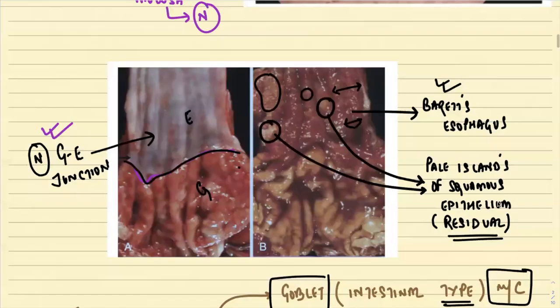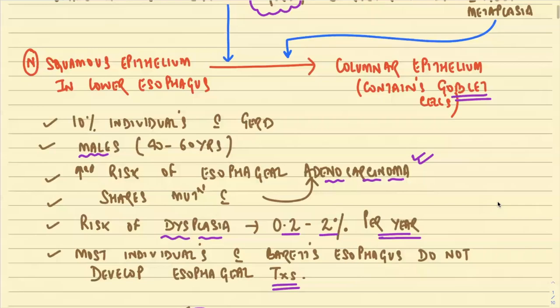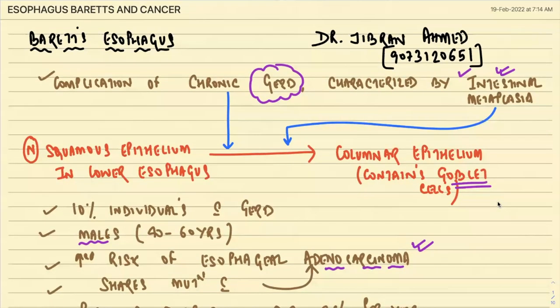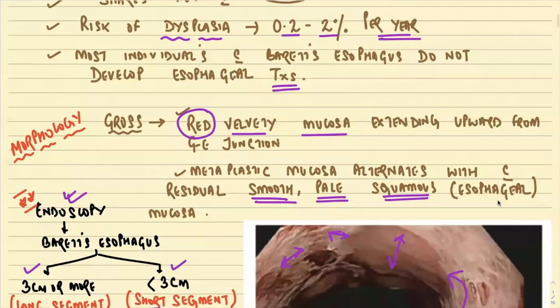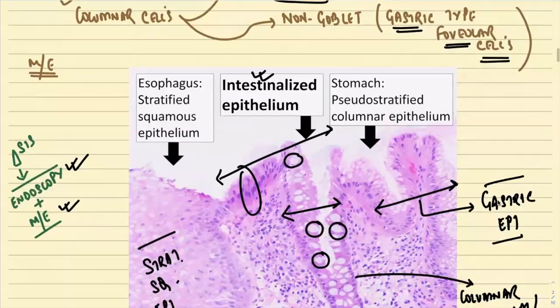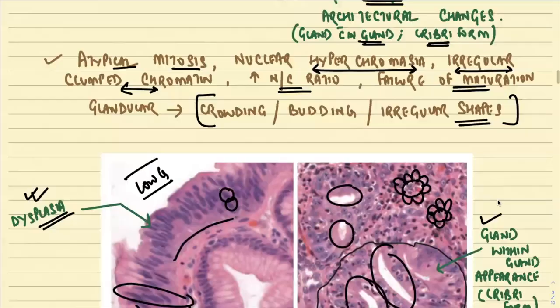Anyone is having any doubt with regards to the features of Barrett's esophagus? Yes, it is a very important short note which is asked. So I think I've given all the points. You should not miss any of these points that I have discussed over here, including the endoscopic findings, gross findings, microscopic findings.